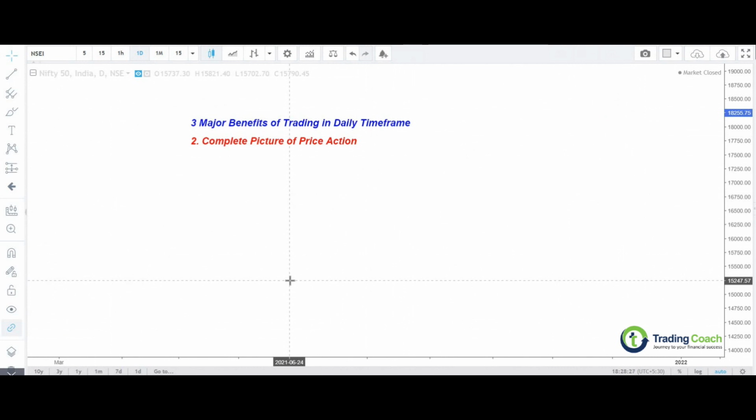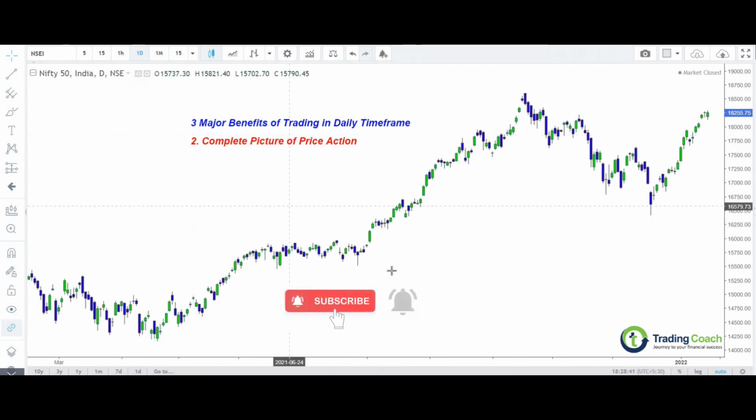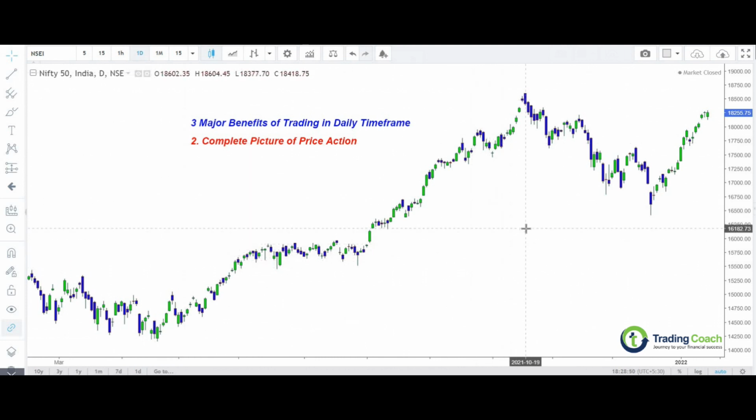The second major benefit of trading in the daily time frame comes from getting the complete picture of price action. Let me show you an example using the chart of Nifty 50 over here. Right now I'm looking at the Nifty 50 1-day chart, and if you look at this particular price action over here, you can see that it has been changing a lot of structures, right?